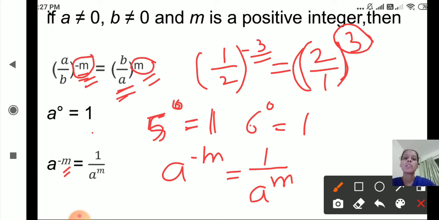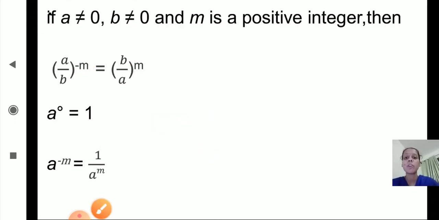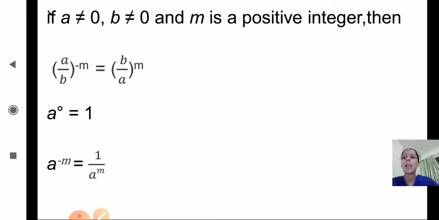Okay, now hope we are clear with all the formulas. Just now we saw the formula of division of indices with the same base. And we saw these three more formulas: a upon b raised to minus m is equal to b upon a raised to m. The second formula is a raised to 0 is equal to 1, and the third formula is a raised to minus m is equal to 1 upon a raised to m.